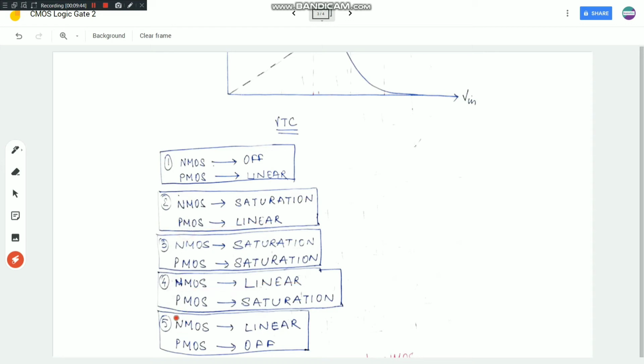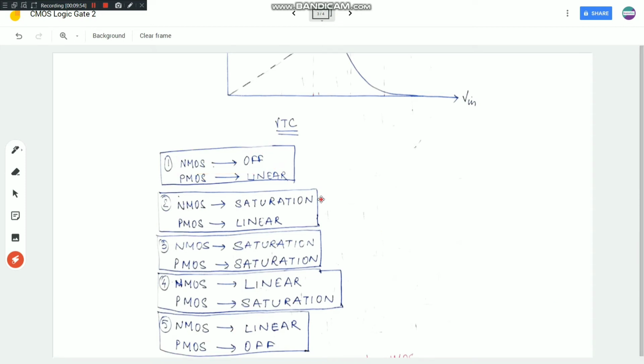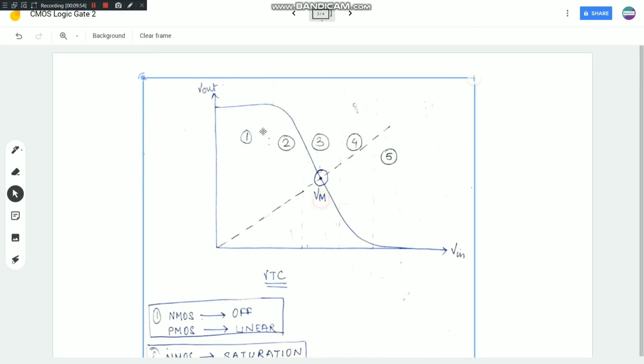Okay, now here NMOS is linear, in region 1 PMOS was linear, and PMOS is off and NMOS is off. So it is just vice versa of the image, vice versa of the plot I told you. So this is the picture.